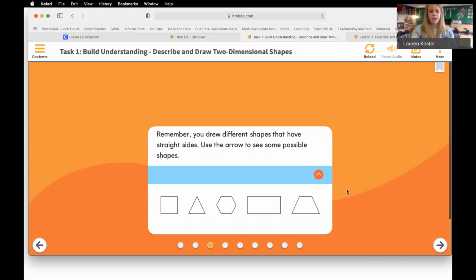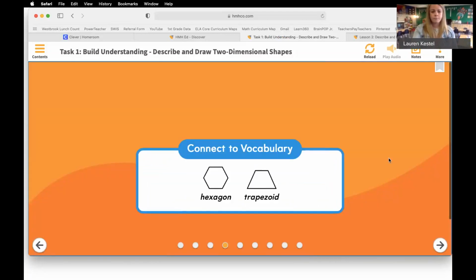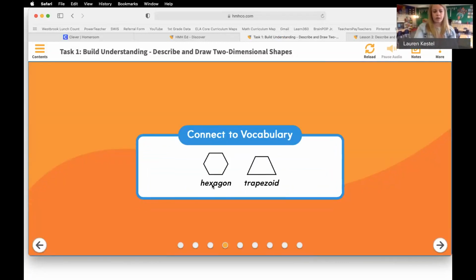So here are some other shapes that you can draw that all have straight sides. Again, we see a square, a triangle, a hexagon, a rectangle, and a trapezoid. So here we have our new vocabulary words, hexagon and trapezoid. A hexagon, remember, has 1, 2, 3, 4, 5, 6 sides, and 1, 2, 3, 4, 5, 6 vertices. A trapezoid has 1, 2, 3, 4 sides, and 1, 2, 3, 4 vertices.